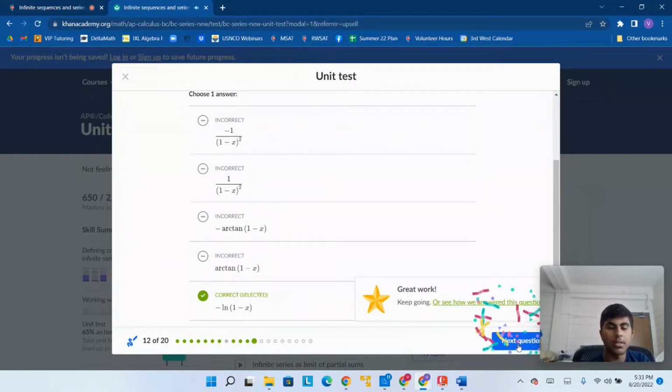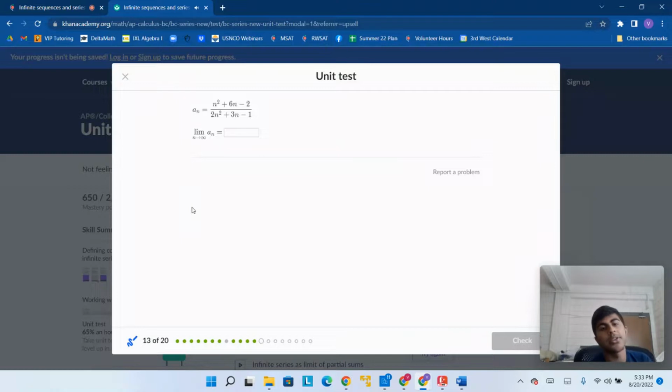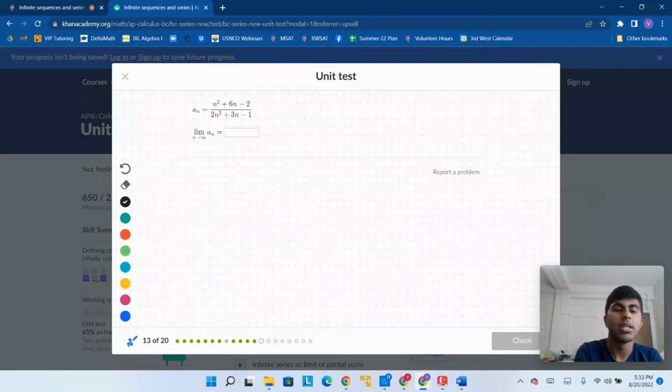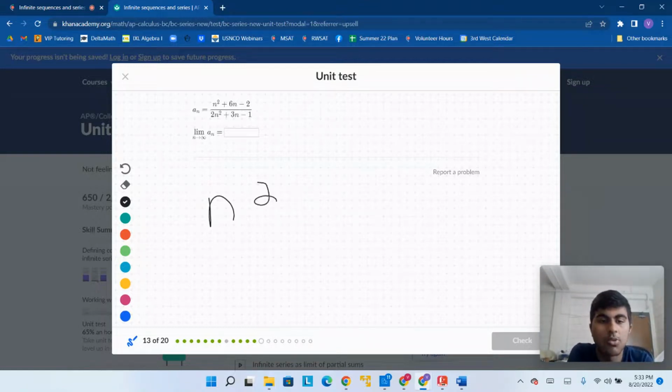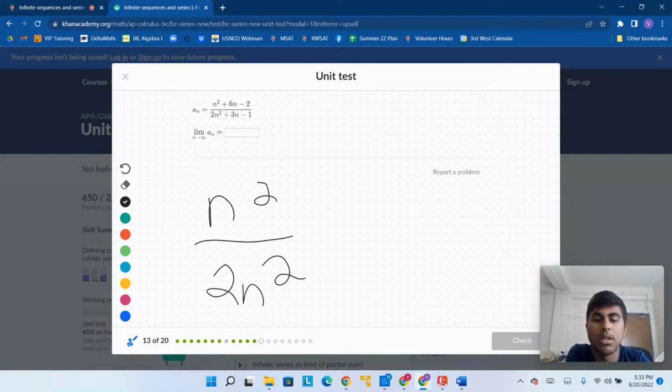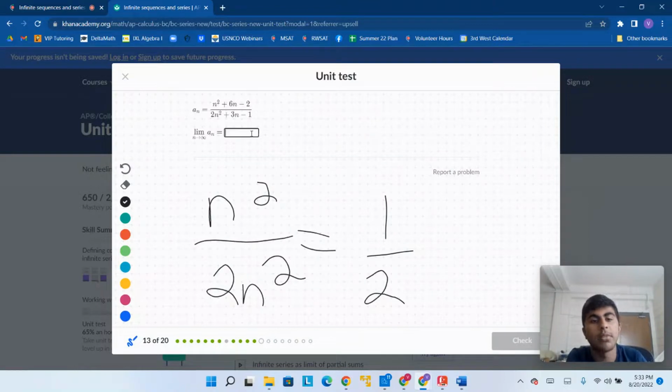So let's keep going to the next question. Okay, so you have a of n equals n squared plus 6n minus 2 over 2n squared plus 3n minus 1. We're trying to find the limit as n goes to infinity of a of n. I think we've been in this kind of territory before. This is our pre-calculus work, what we learned in pre-calc. We're going to infinity, so we're just going to take the highest degree terms. n squared over 2n squared is going to equal 1/2. Same degree, so something actually happens. We actually can have some fun. It's going to be 1 over 2, not 0 or infinity, 1/2.